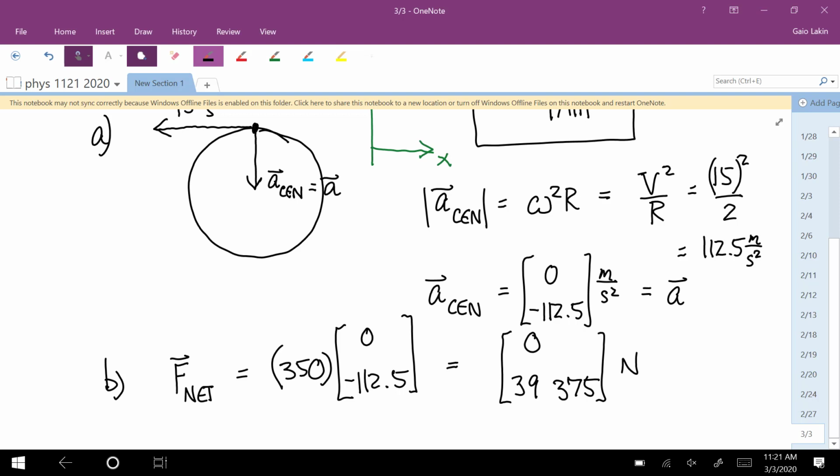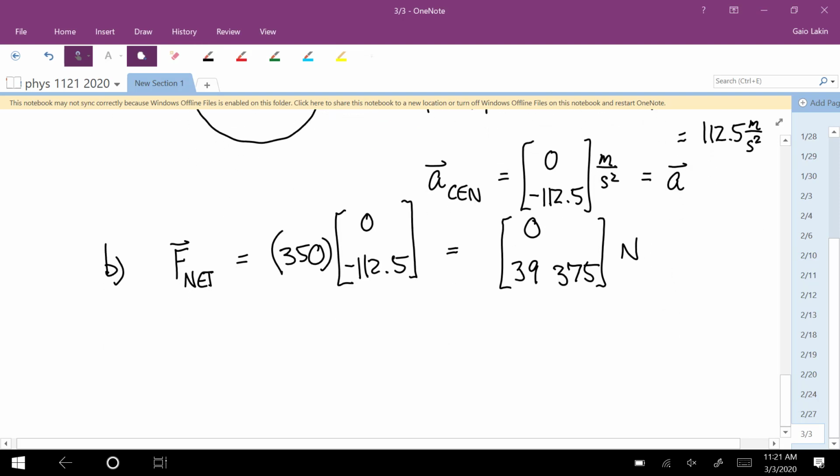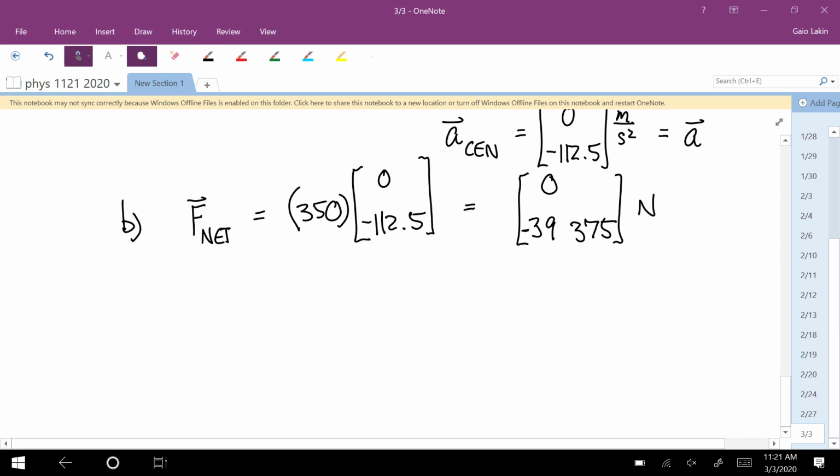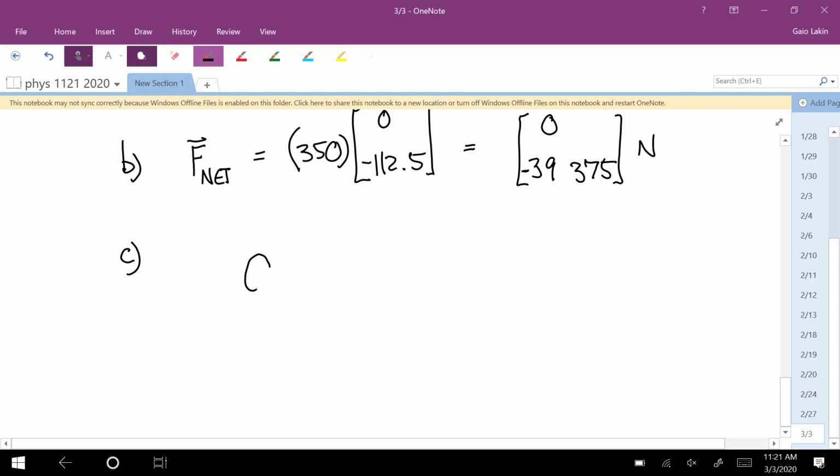And now what we're going to do in part C is break up that total force, that net force, into all the individual things that apply those forces. So we're going to have to start with a free body diagram and figure out what the individual contributors are. Okay, so for part C, I'm going to do a free body diagram of the motorcycle and the rider.